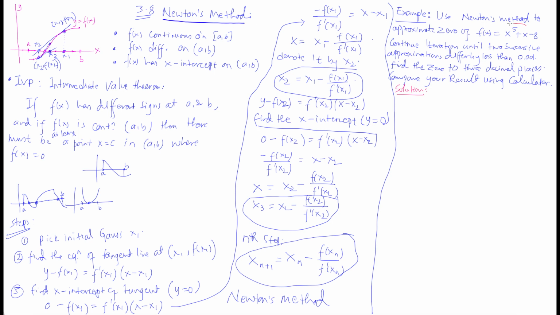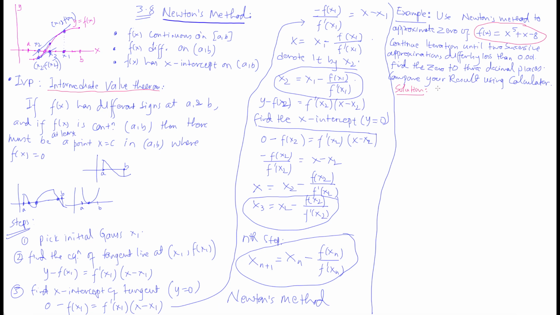Yes, this function is continuous. And this is differentiable as well. And f(x) has an x-intercept on [a, b]. We need to make sure that it has a real root, or real 0. How do I do that? I use the intermediate value theorem. Let me find a number that gives a positive value, and then find another value of x that gives a negative value. So let's plug in 1 for x.